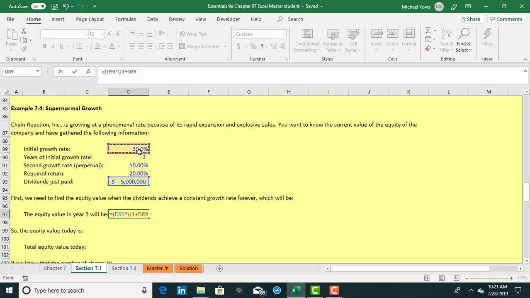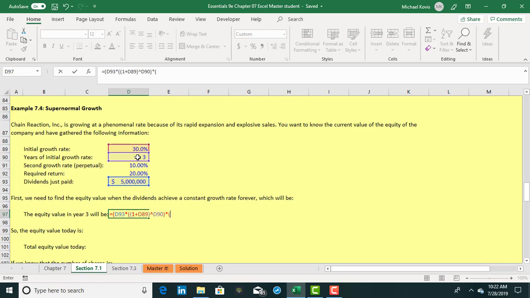and then we go back to Gordon. Required return minus that second growth rate. So equity value in 3 years we're estimating to be 120 million and change, 835 to be exact.